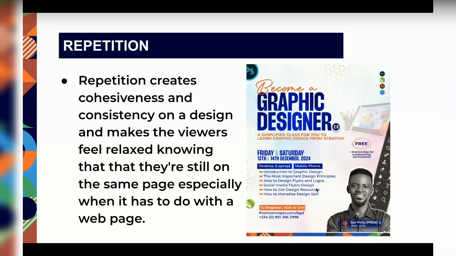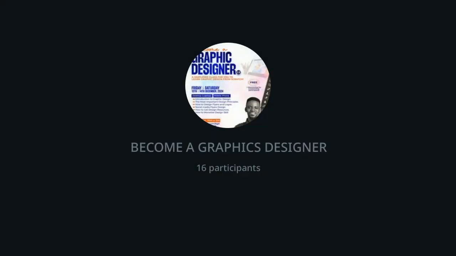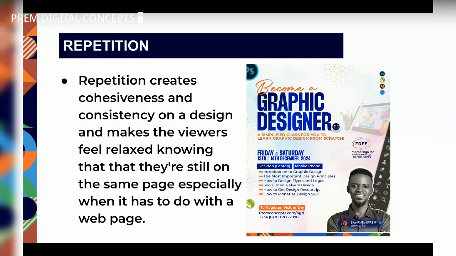Now, I don't know if you're getting what I'm talking about: repetition. It has to do with repeating elements of design over and over. Shapes, text, colors, anything, graphic elements. Repeat it. Don't use too many different ones. In fact, this is the tip I said I was going to give you. When it has to do with repetition, use just a maximum of 3 of any of these elements on the design.